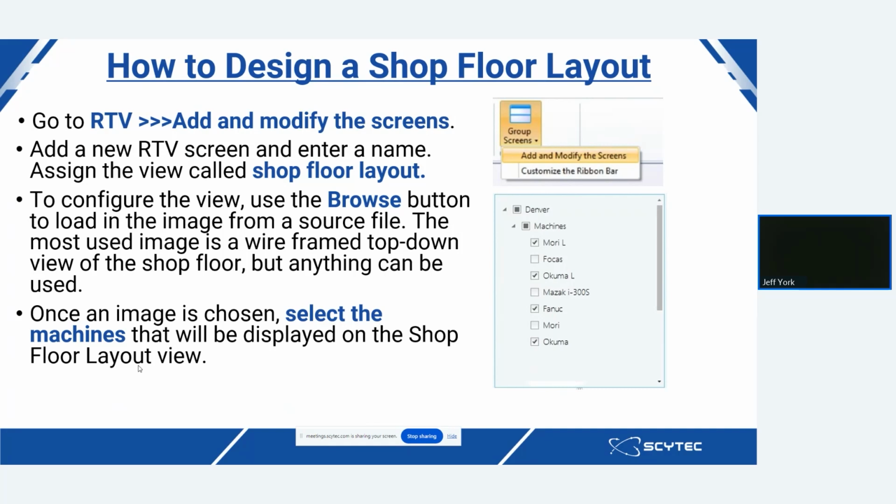The most common image, as I described earlier, is a top-down wireframed image of your shop floor, but you can really use anything. You can use any PNG or JPEG that you want to import in there. Once that image is chosen, you can select the plant as well as the machines that you want to visually represent their statuses and the other data parameters that I showed you on that previous slide.